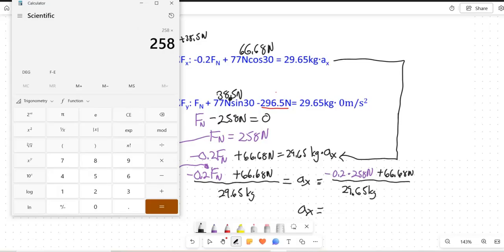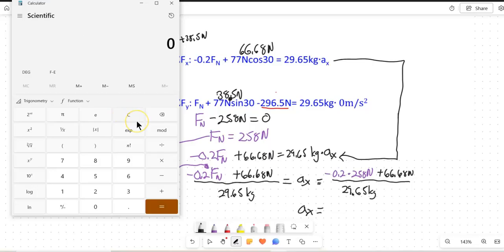258 times 0.2 equals, and we're going to make that number negative. We're going to add 66.68, 15.08, and we're going to divide that by 29.65. That's going to be basically 0.51. And let's double check that.